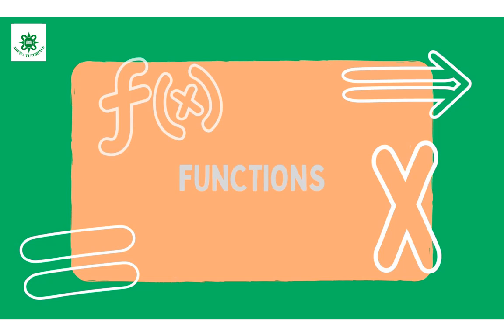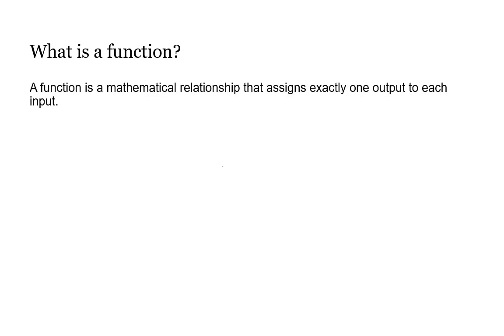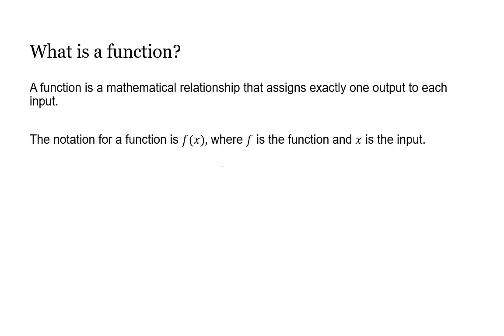Our video for today is on functions. What is a function? A function is a mathematical relationship that assigns exactly one output to each input. So you get an input, you put it into the function, and it will give you an output. The notation for a function in mathematics is f of x, where f is your function, like your machine, and x is the input that you will put in the function to give you the output.